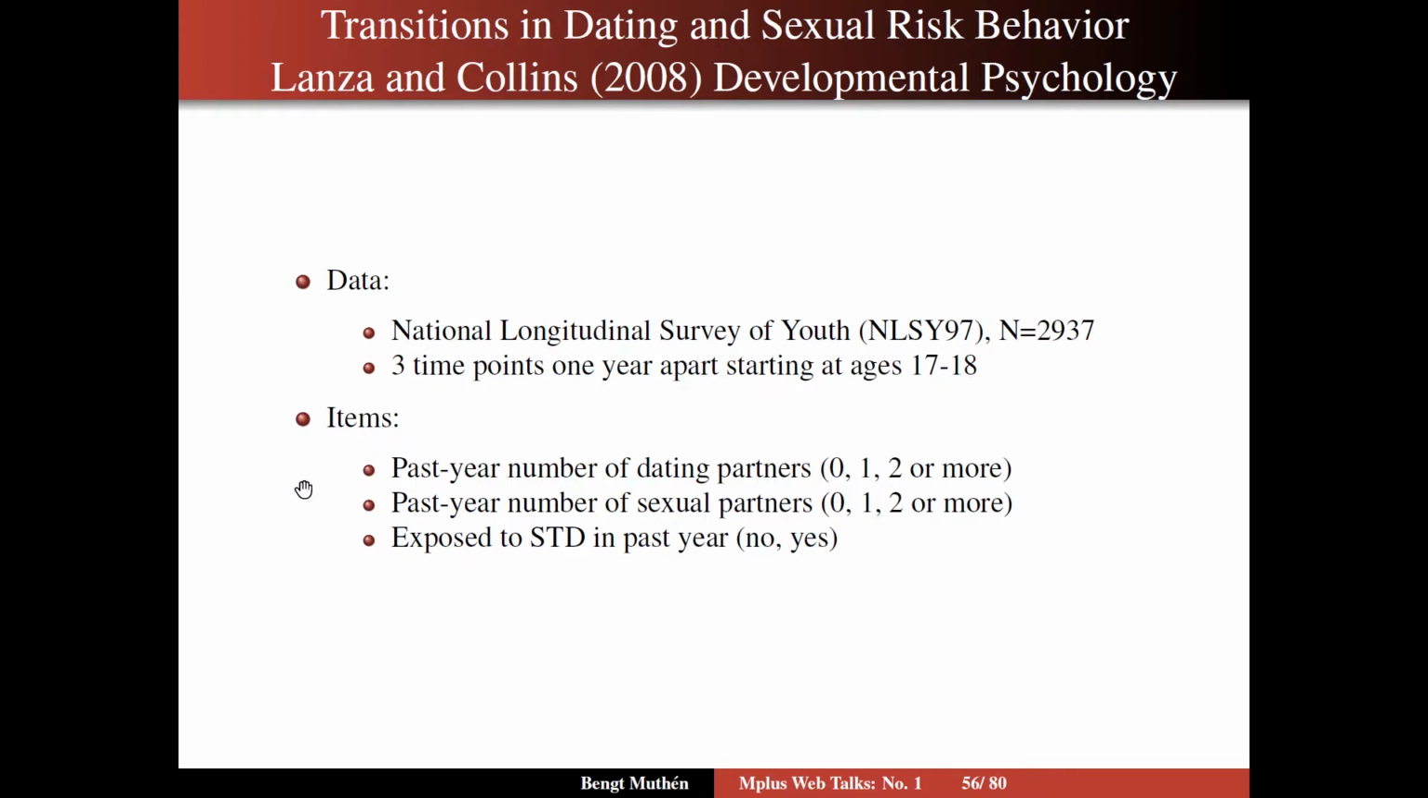And we have 3 items. The first item is ordinal with 3 categories. Second item is ordinal with 3 categories. And the third item is binary, exposed to sexually transmitted diseases, yes or no. So we're going to take a closer look at this data set and contrast the regular LTA analysis with RI-LTA.